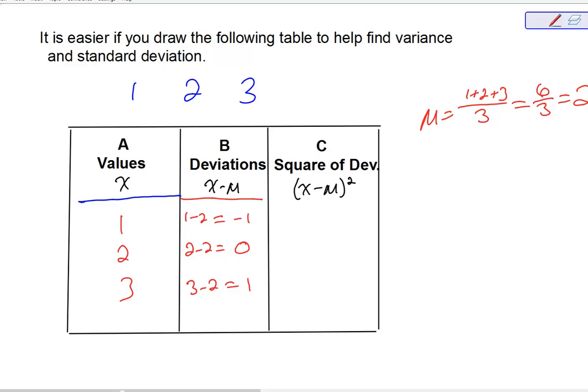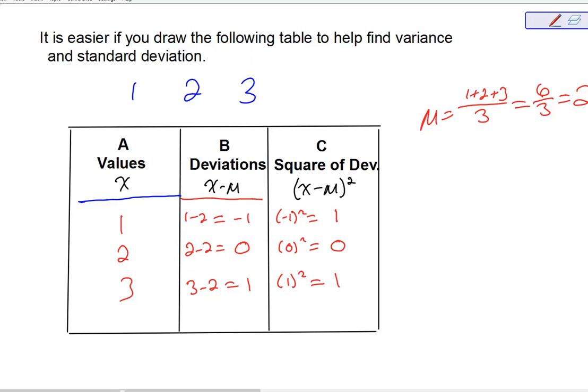Step 3 is to square each of those values. So I'm going to take negative 1 and square it. It's very important that in column C, all your values are going to end up being positive. Negative 1 squared, which is negative 1 times negative 1, becomes positive 1. 0 squared is 0. 1 squared is 1.